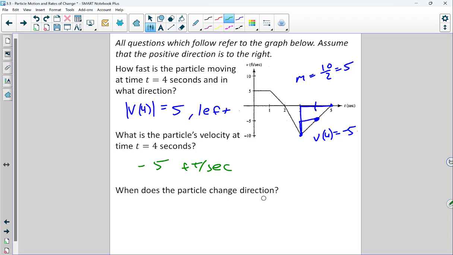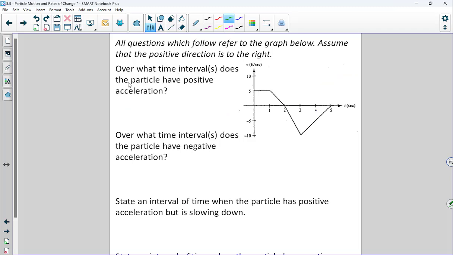When does the particle change direction? Let's see, at t equals 2, we go from moving to the right to moving to the left, and that would be it. The particle changes direction at t equals 2. Over what time interval does the particle have positive acceleration? Positive acceleration would be when the slope is positive. So this is velocity. So positive acceleration would be from 3 to 5.